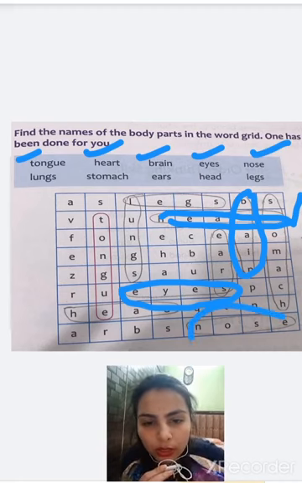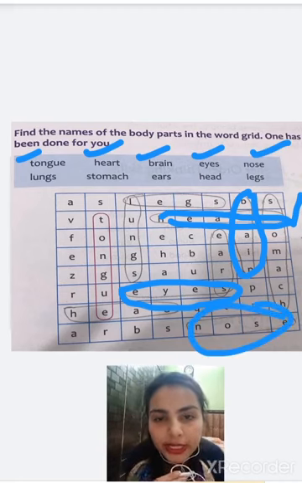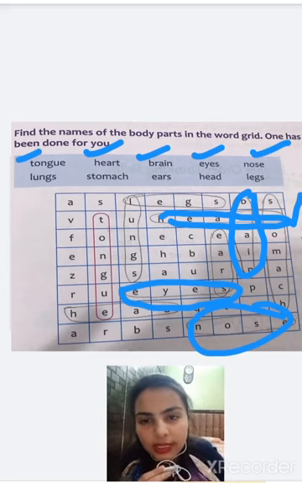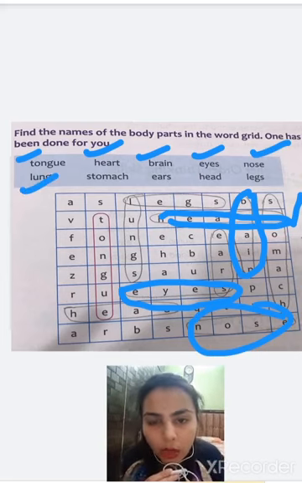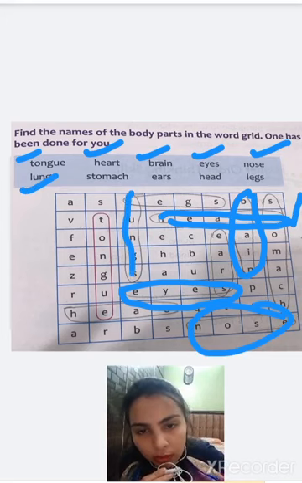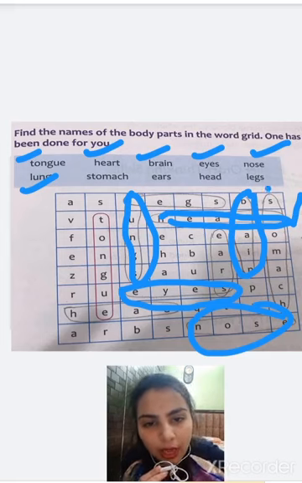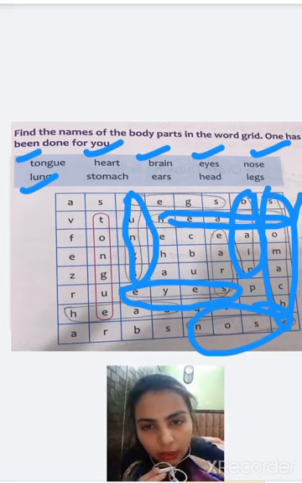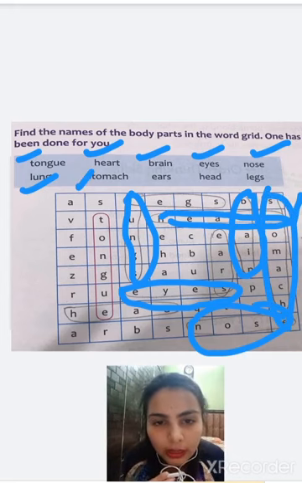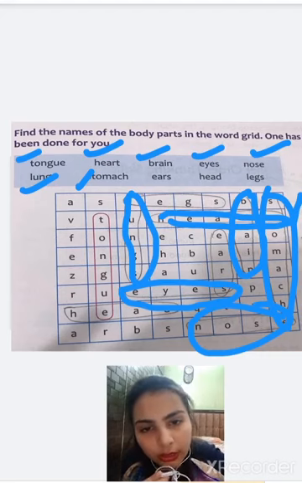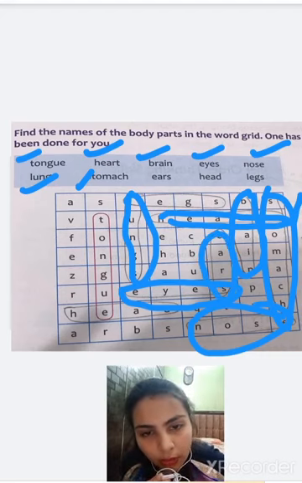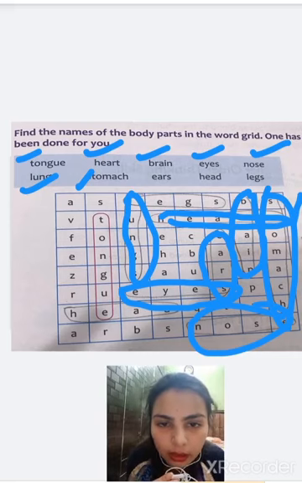In the last one it is written nose. Next is lungs. Find out lungs. In the third column it is written lungs. Next is stomach. In the last column it is written stomach. Then ears. Find out ears. In the third column it is written ears.